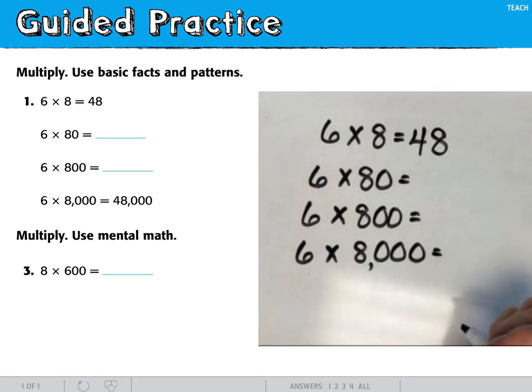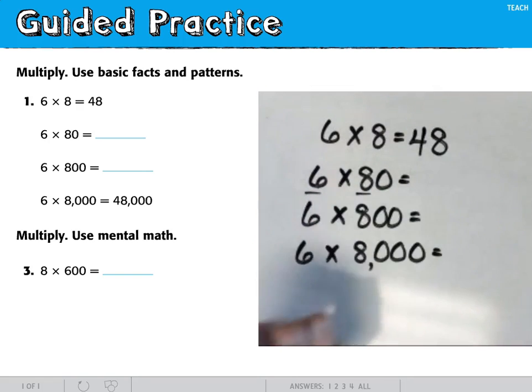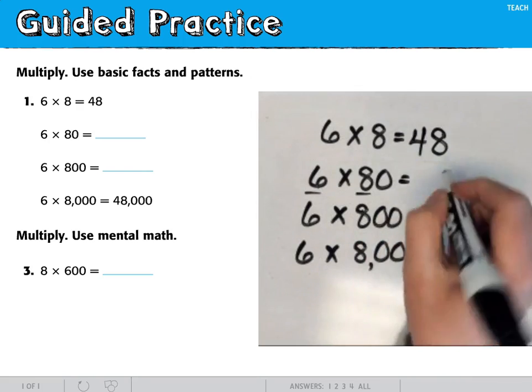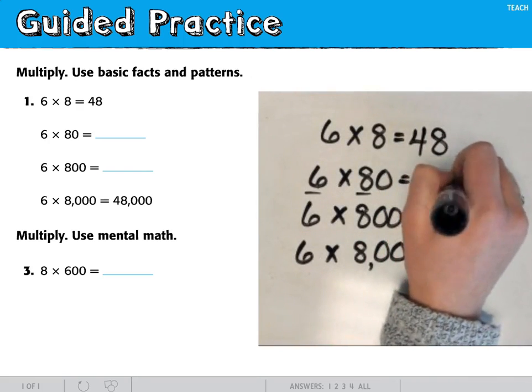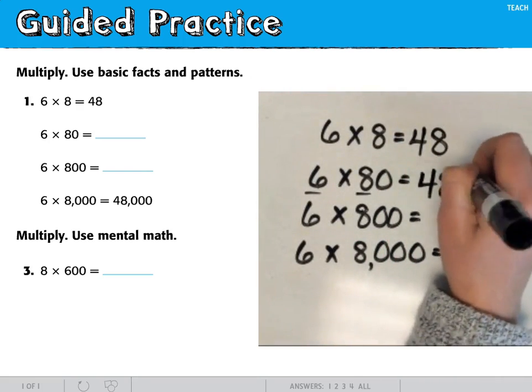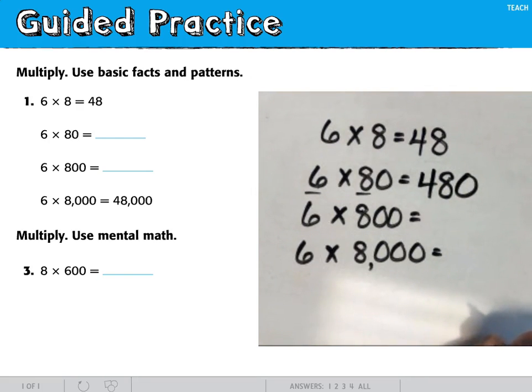Let's look at the types of practice problems you're going to be asked to do today. So for number 1 in the guided practice, you have 6 times 8 equals 48. So they're giving you a hint at what the answer is going to be for each of these. So 6 times 80, again, you're going to do that basic fact. 6 times 8 equals 48. And remember, this is 48 tens, so we need to add 1 zero.